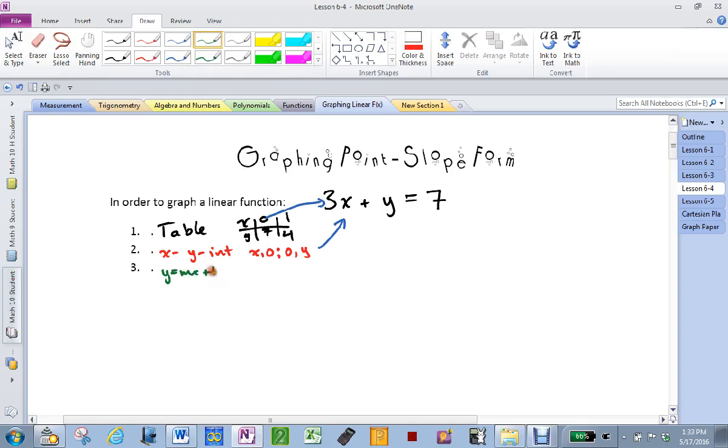And what did you do with those values? You put them into the equation, just like you put this x into the equation, yes? And then you learned slope-intercept form, y equals mx plus b. Right? Those are the three ways you know.